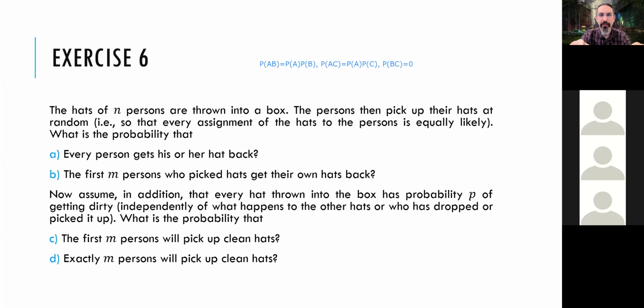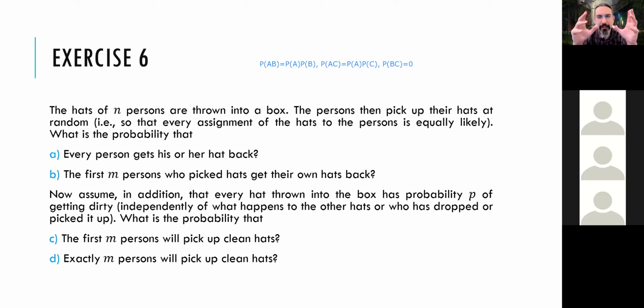So the first person, when he or she goes to the box and picks up a head, has a 1 minus P probability of getting a clean one. Then the second one comes, same probability, 1 minus P. Then the third one comes, 1 minus P. Till the mth person, he or she still has 1 minus P probability. So the probability we are looking for is (1 minus P) to the power of m. Exactly m persons will pick up clean heads, part D.